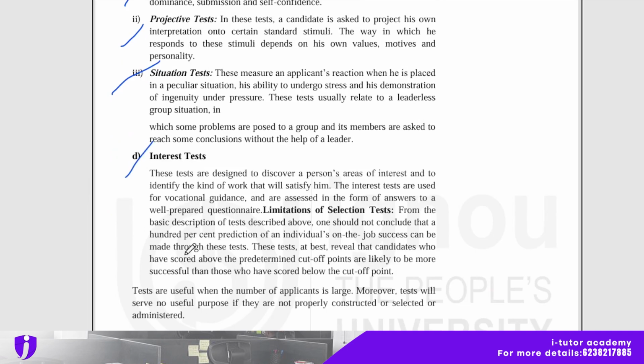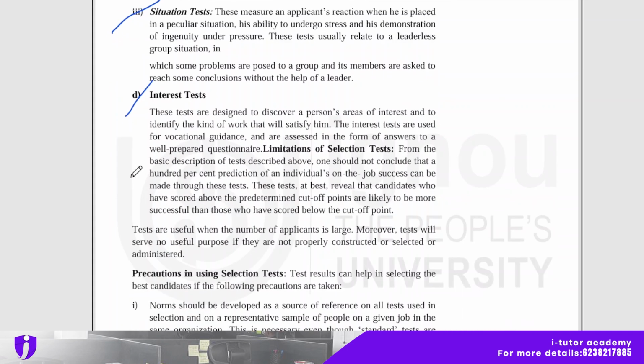And the last one is the interest test. That is the fourth category. These tests are designed to discover a person's areas of interest and to identify the kind of work that will satisfy him. The interest tests are used for vocational guidance and are assessed in the form of answers to a well-prepared questionnaire.